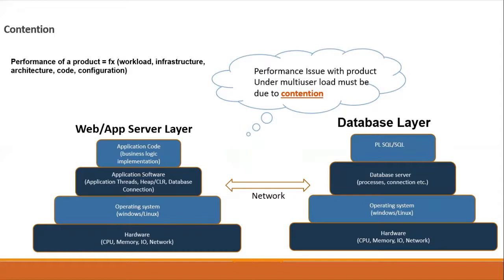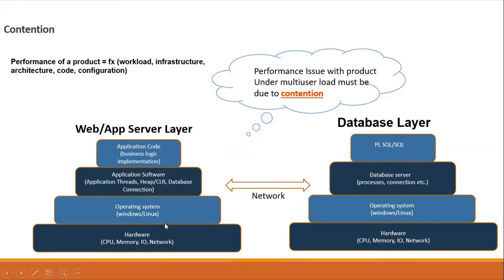In a software application, we can see where contention can occur. Consider this typical two-tier system layout. Here we have two layers, the application layer and the database layer, so it is a two-tier application architecture. If you consider the application server, there will be four layers in general. The bottommost layer is the hardware, where we have CPU, memory, I/O, and the network, which connects the application server and database server, and in turn connects to the client here as well.